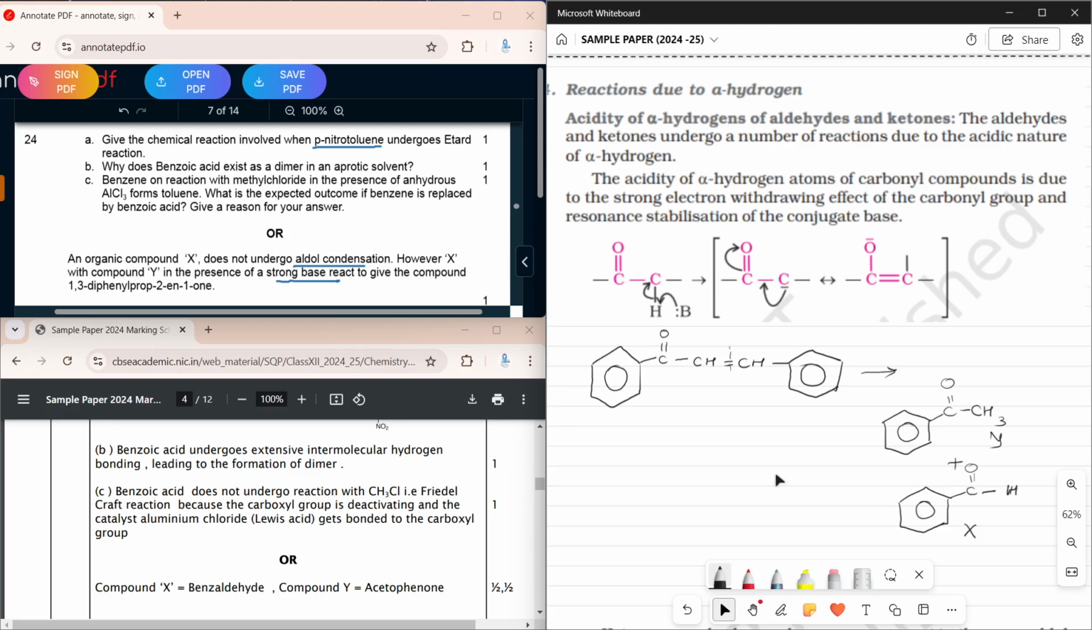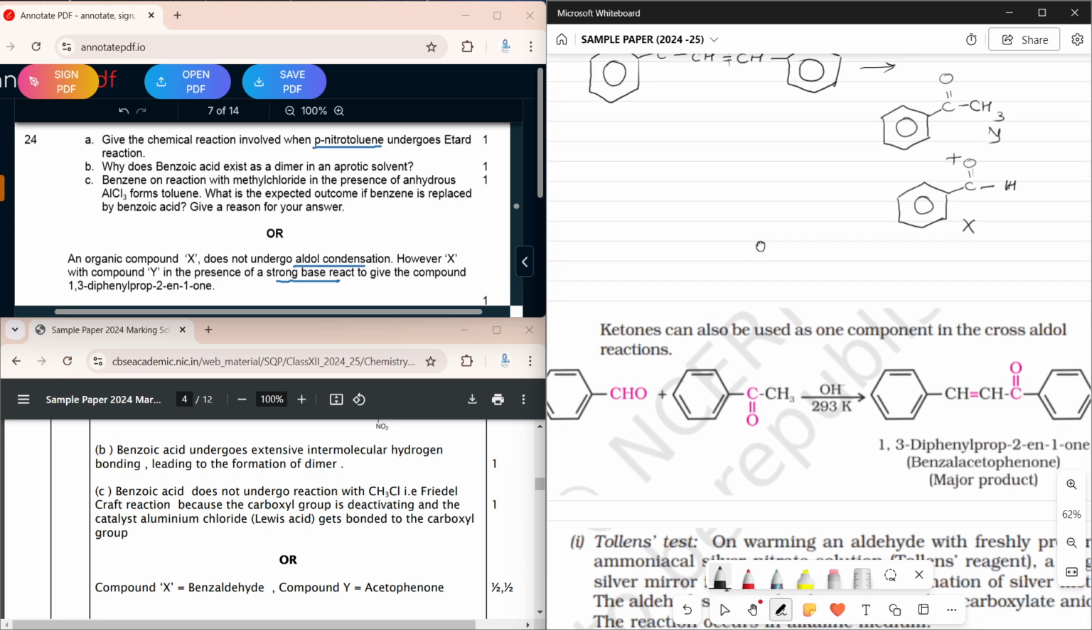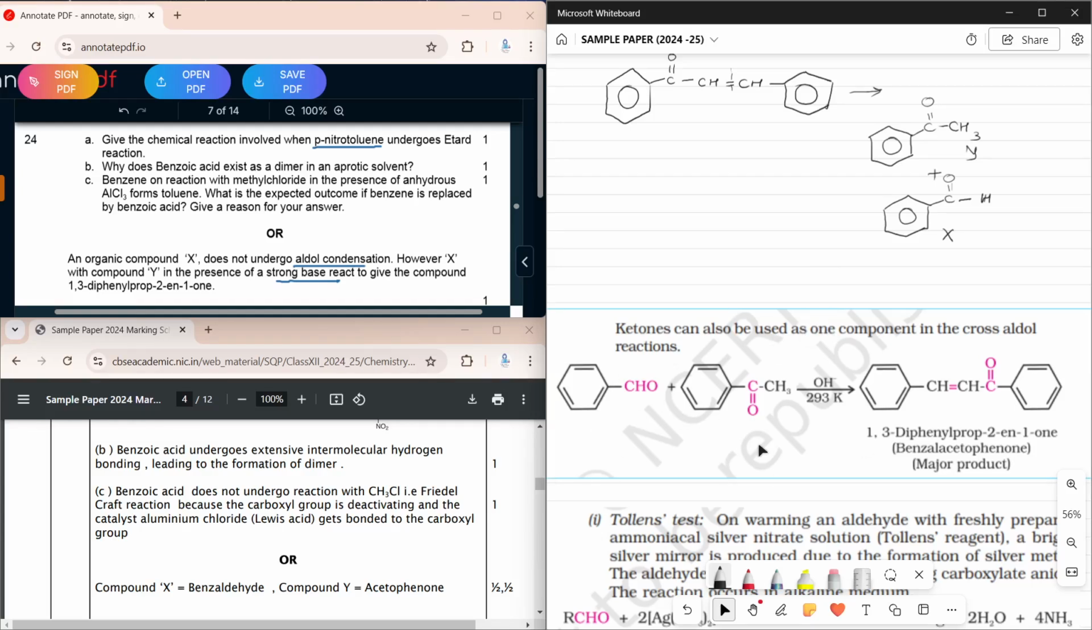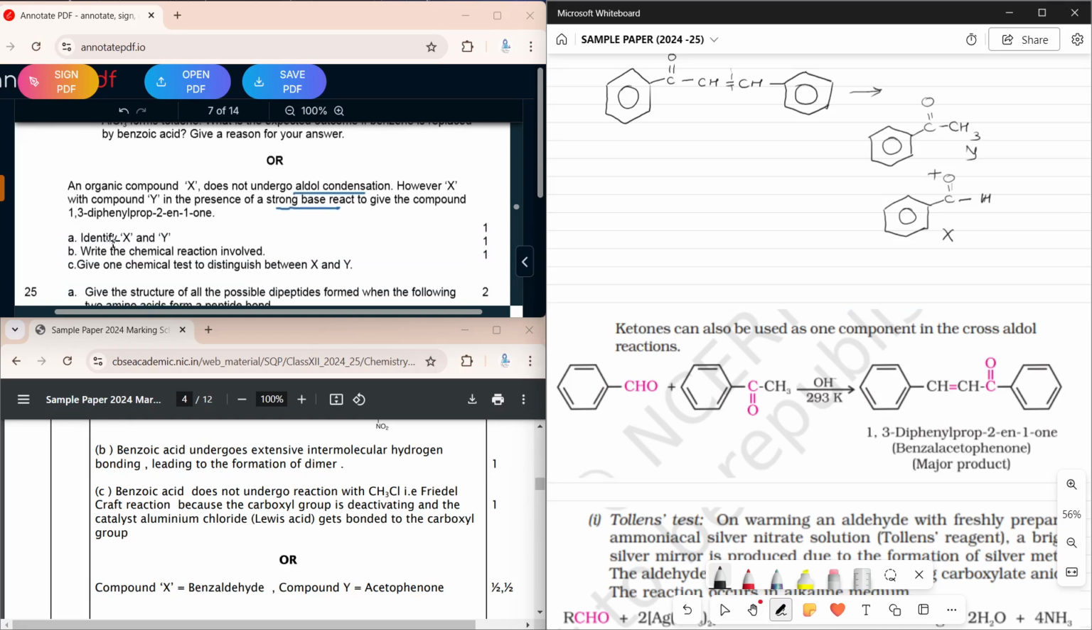Interestingly, under the concept of cross-aldol condensation, this exact reaction is given in your textbooks. So you have benzaldehyde and acetophenone undergoing the cross-aldol condensation to give us this particular product. And so, we needed to identify X and Y, and that's exactly what we did.